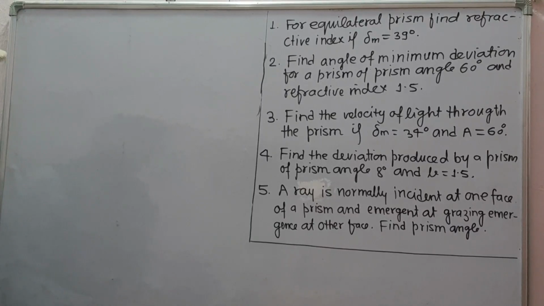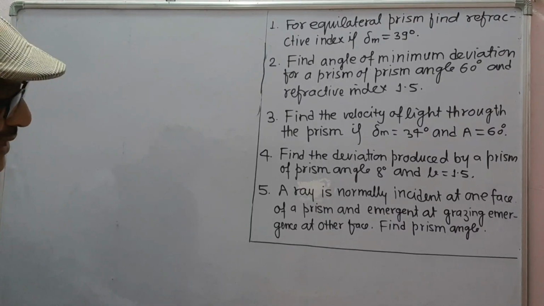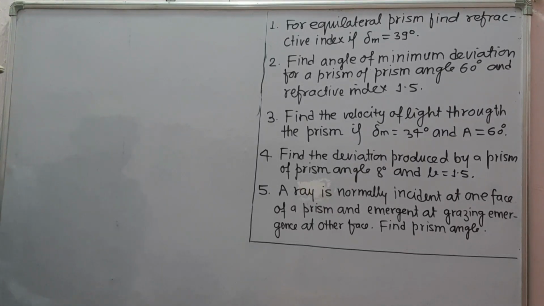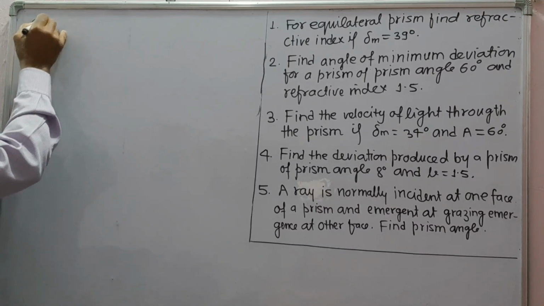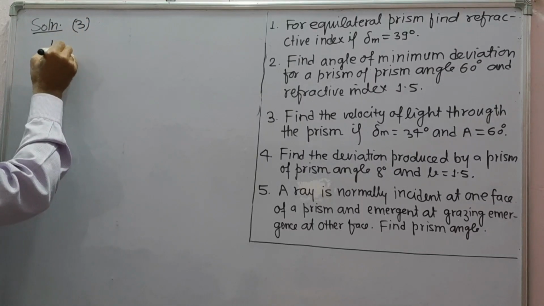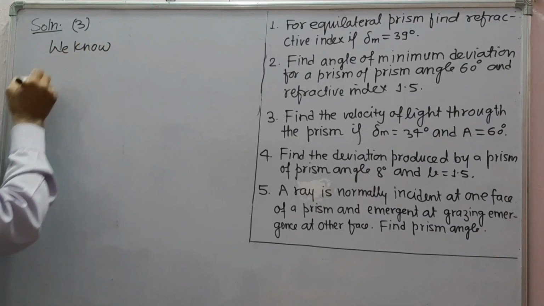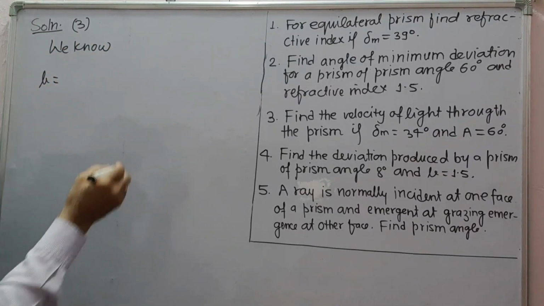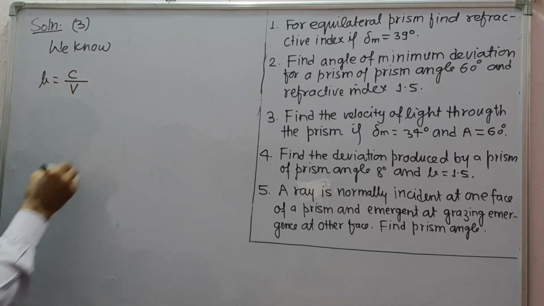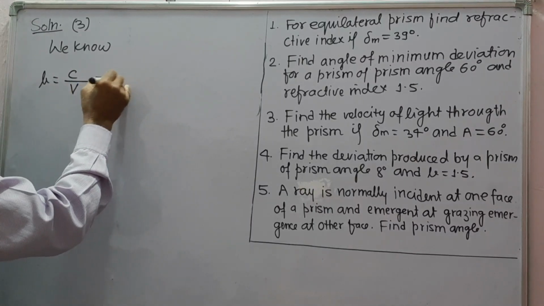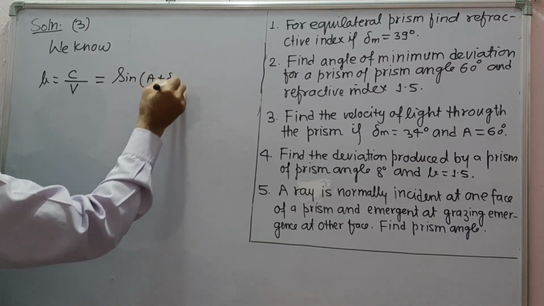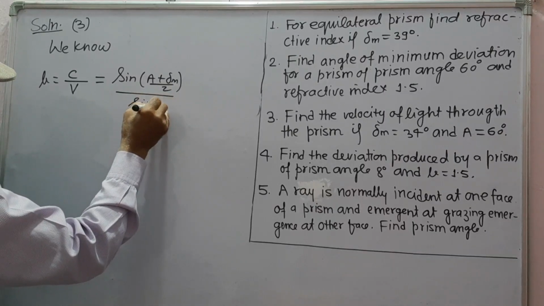Question number 3. Find the velocity of light through the prism if minimum deviation is 34 degree and A is equal to 60 degree. Solution to question 3. We know refractive index is the ratio of velocity of light in vacuum upon velocity of light in medium, and also this is equal to sine (A plus delta m) by 2 upon sine A by 2.